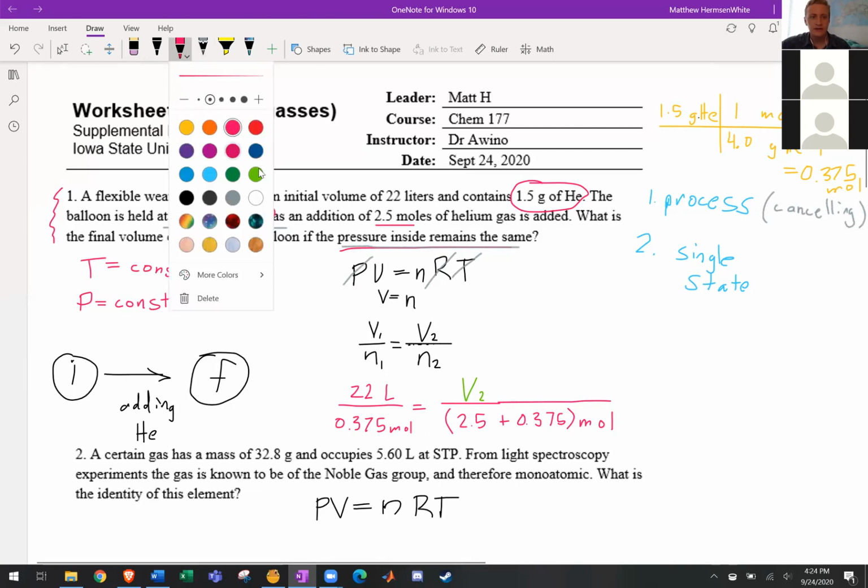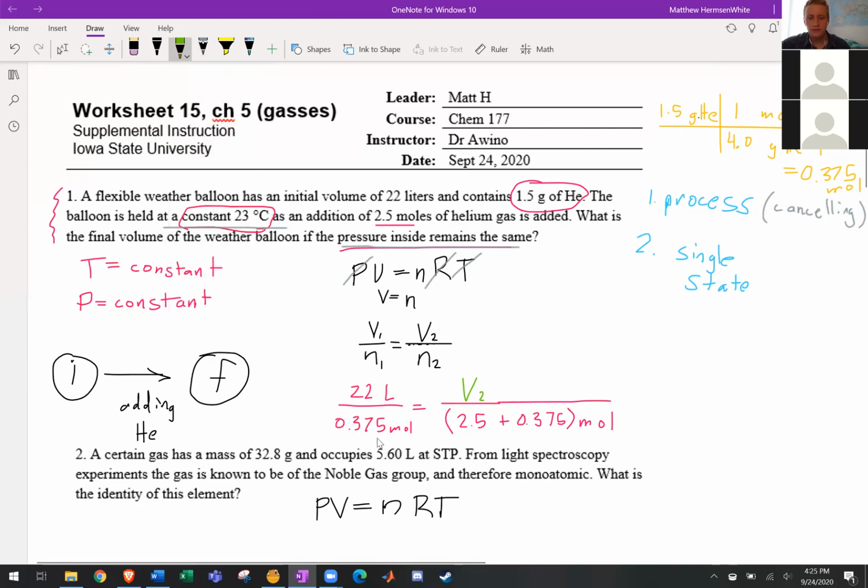And from here, it's going to be an algebra problem. So you're dividing on the left and then multiplying over. And if you have trouble with that, please let me know and we can discuss. And I get 168.6 liters. And I guess if we were doing sig figs, this would be 170 liters with 2 sig figs.